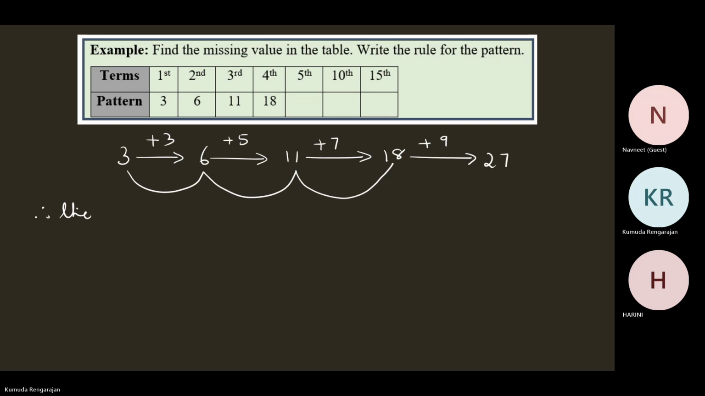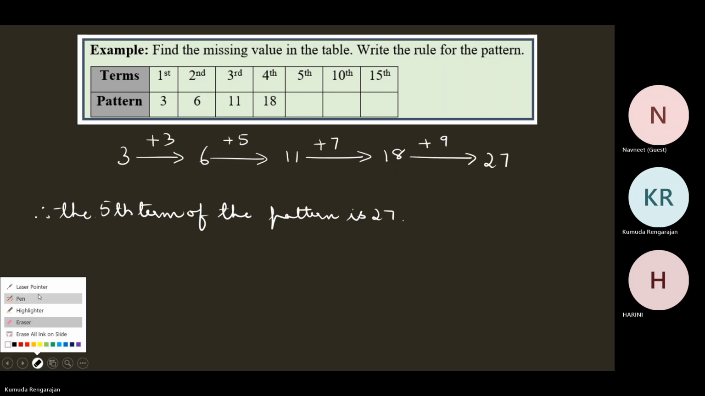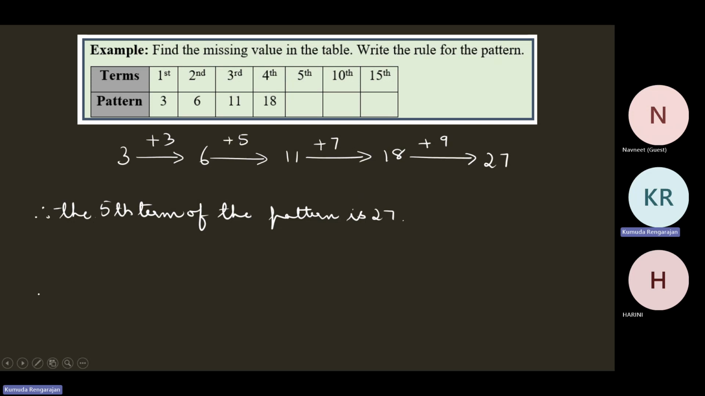Therefore, the fifth term of the pattern is 27. Now let's write the rule for the pattern, and then using the rule, we'll find the 10th term and the 15th term. So what will be the rule? What will be the rule for this pattern?